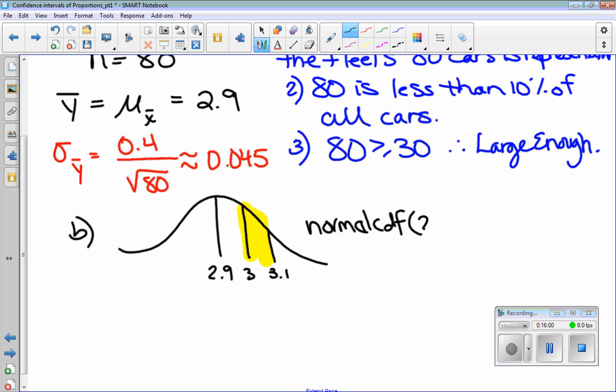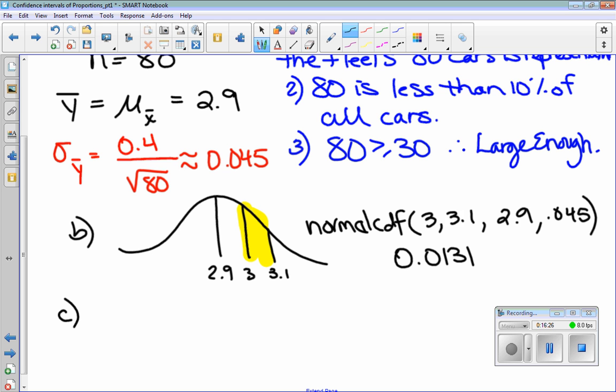So you're just going to literally do normal CDF, lower bound, upper bound. Oh, wrong one, sorry. It's 3 and 3.1, right? 3 and 3.1, your mean, and then your standard deviation of 0.045. And so they got 0.0131. Good.